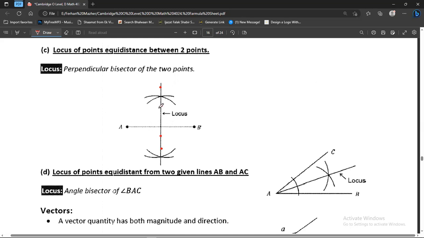You put it on A, put an arc on one side and put an arc on the other side of the line. Then you put your compass on B and you draw an arc on one side, you draw an arc on the other side of the line AB, where this is the point of intersection of the arcs, this is the point of intersection of arcs. You join them, that is the perpendicular bisector of the 2 points or of a line.